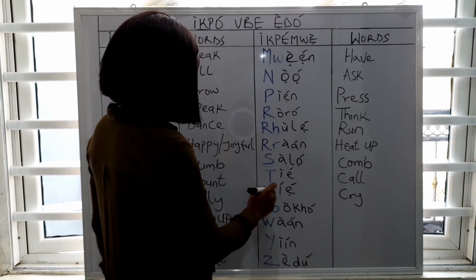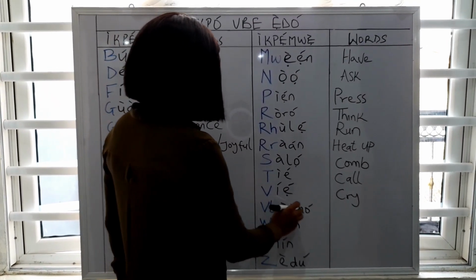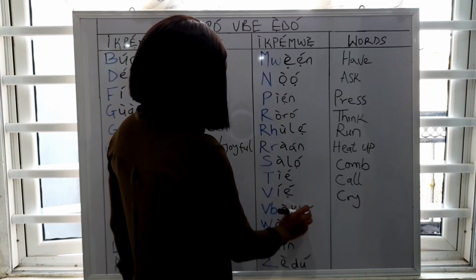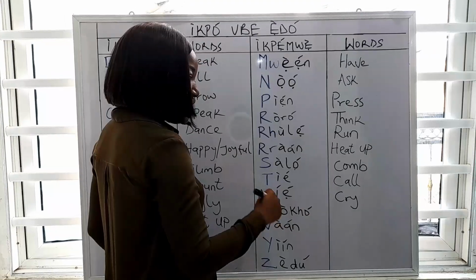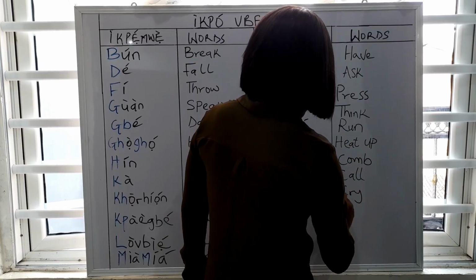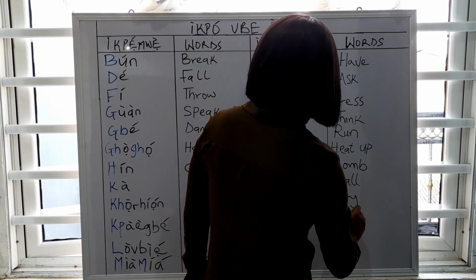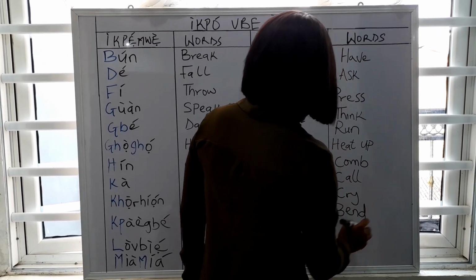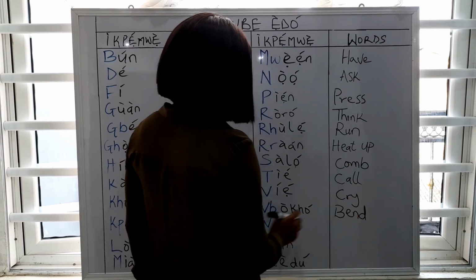Woho. Awohe, it means you are bending something. Woho is when you bend something, especially something that is elastic. To bend. Woho, to bend.